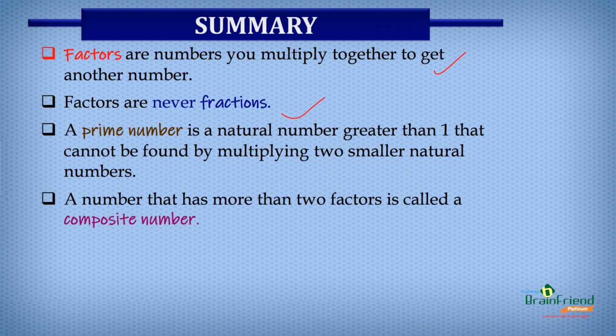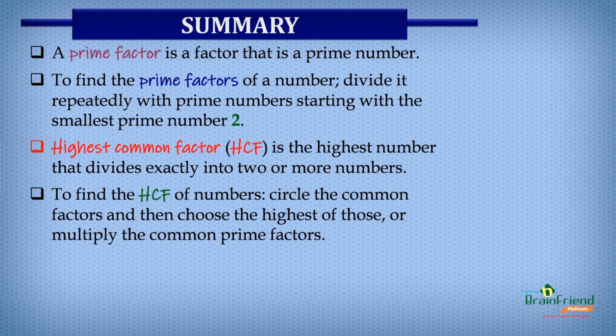Furthermore, we learned that a prime number is a natural number greater than 1 that cannot be found by multiplying two smaller natural numbers. We also learned that a number that has more than 2 factors is called a composite number. We learned also that a prime factor is a factor that is a prime number. Going on, we learned how to find the prime factors of a number. We simply divide it repeatedly with prime numbers, starting with the smallest prime number, 2.